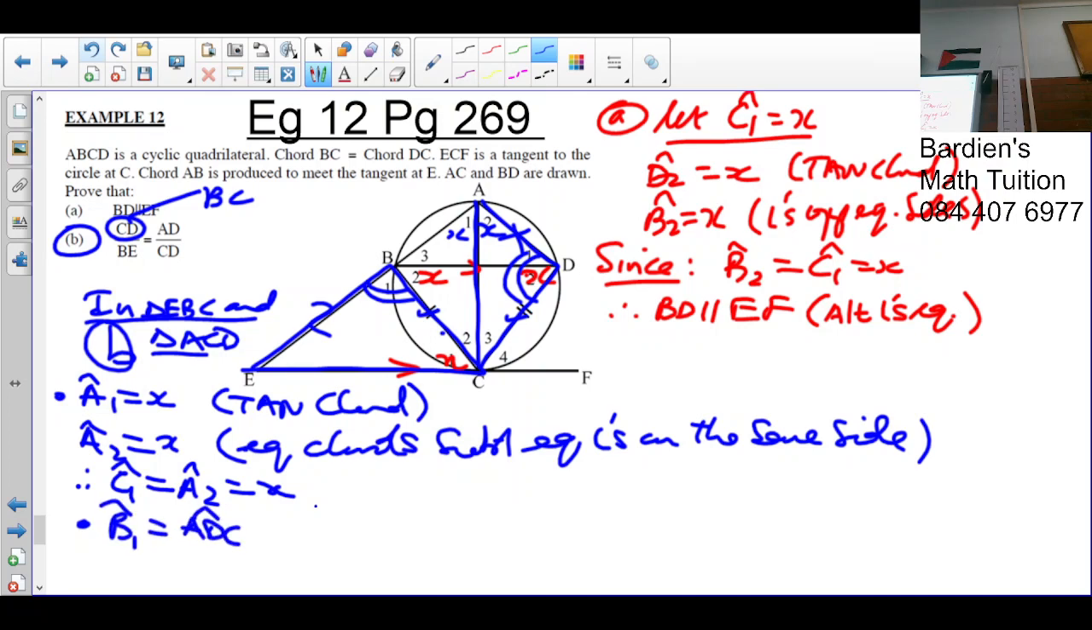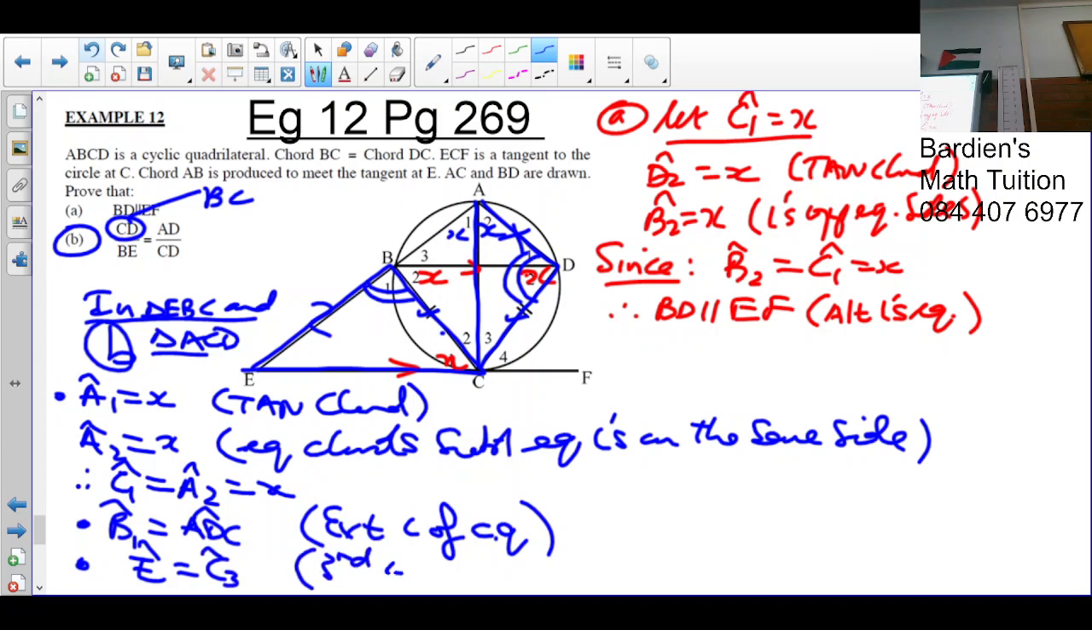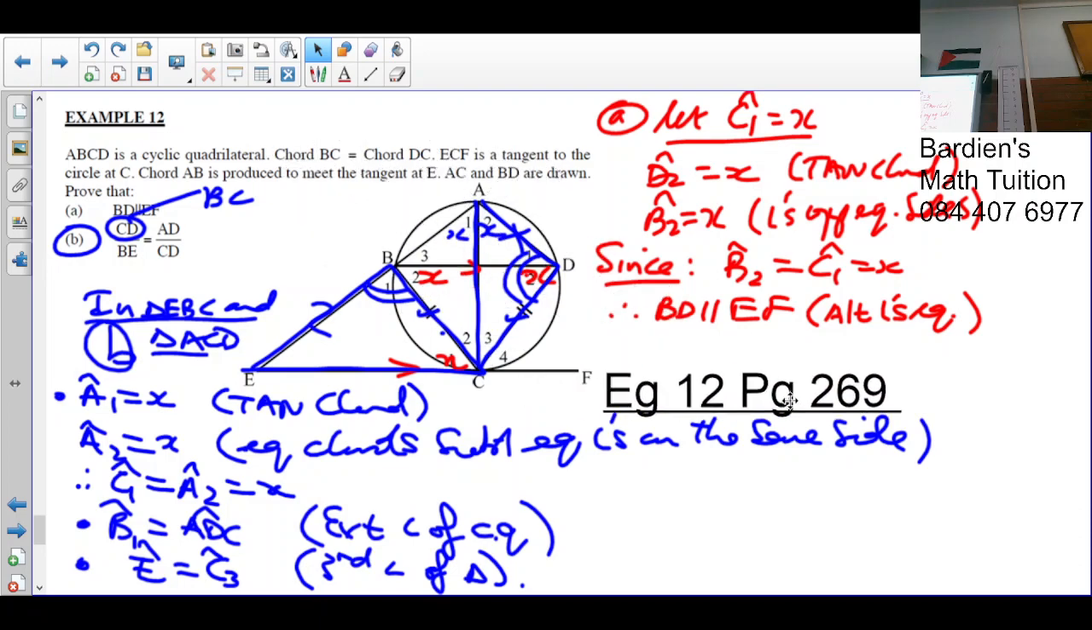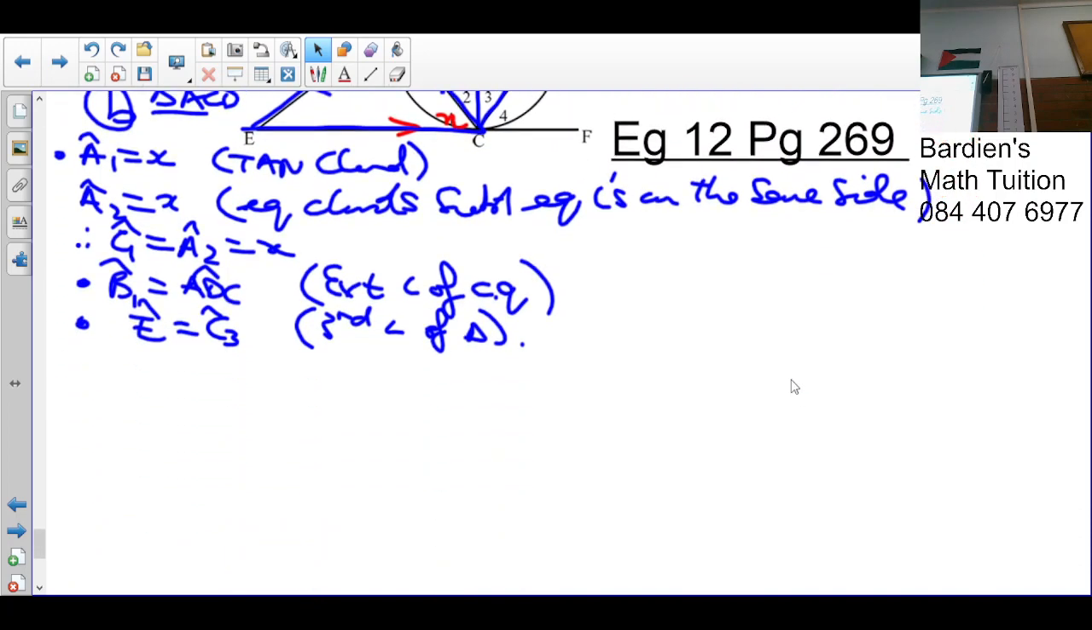Why? We see that it is the exterior angle of a cyclic quad, which equals the interior opposite angle. And the third angle, of course, is angle E, which is not accounted for. It has to be equal to angle C3, which is also not accounted for at this point, so it's the third angle of the triangle. That is enough to conclude similarity.